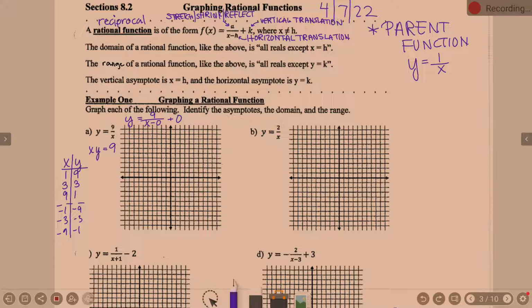Let's graph these points. Okay, 1, 9. Right 1 and up 9. And yes, it is a 10 by 10, so the last number is 10, so just go 1 from the end. 3, 3. Right 3, up 3. 9, 1. Right 9, up 1.